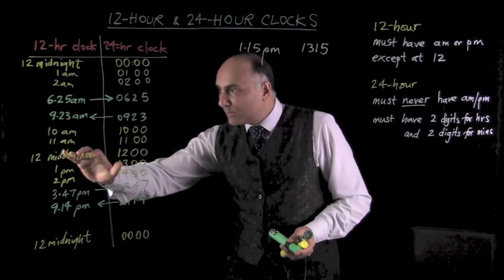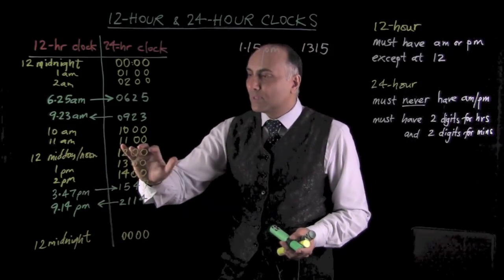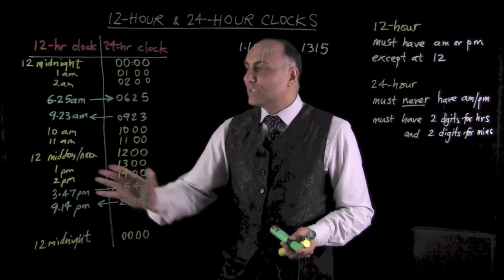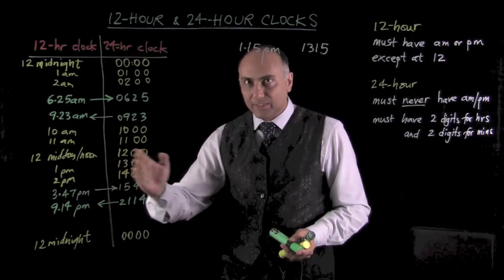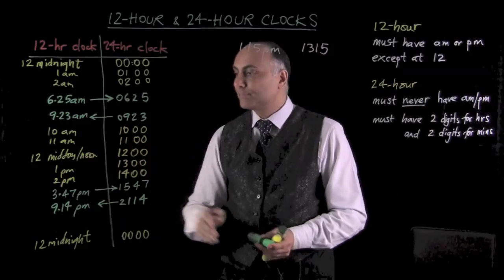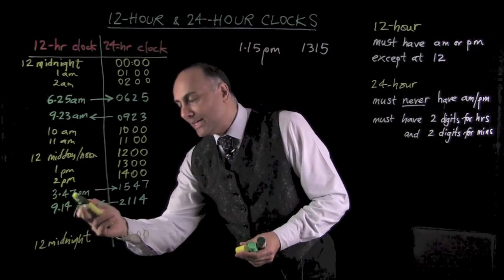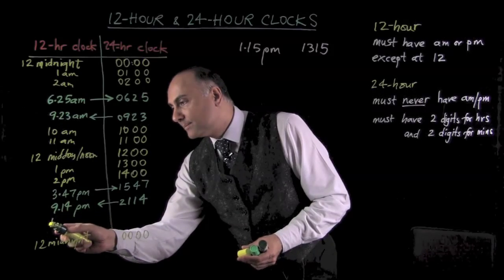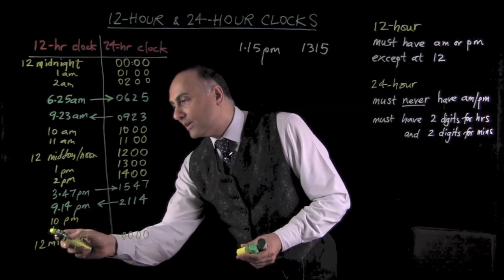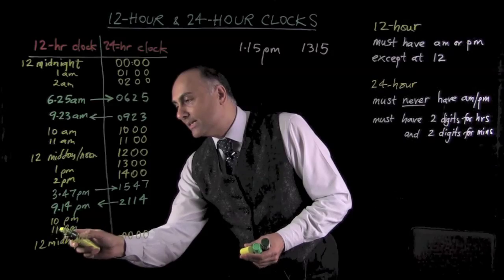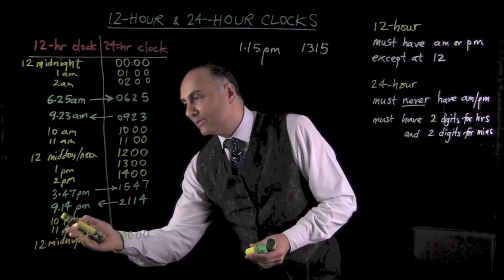So when it comes to the afternoon times, the difference in the number of hours would always be 12 when you're converting. So let's carry on. You get 9 p.m., 10 p.m., 11 p.m., and then 1 hour later it is midnight or 12 midnight.